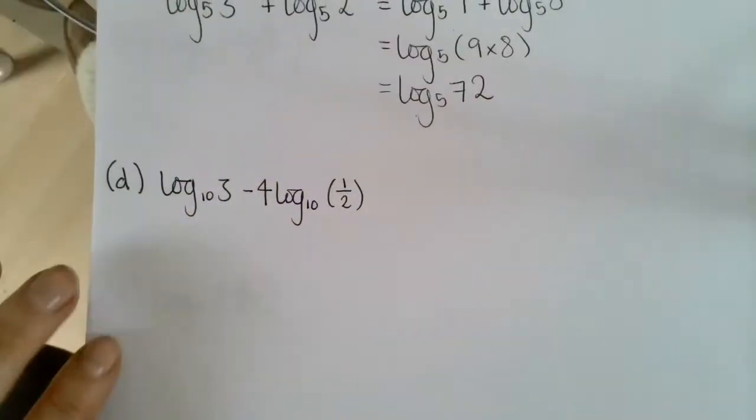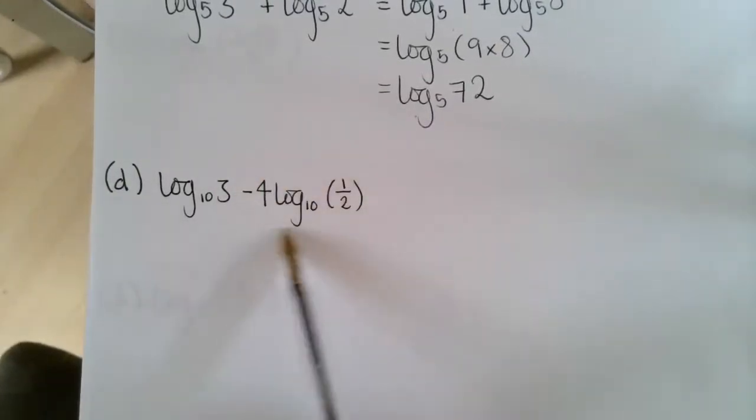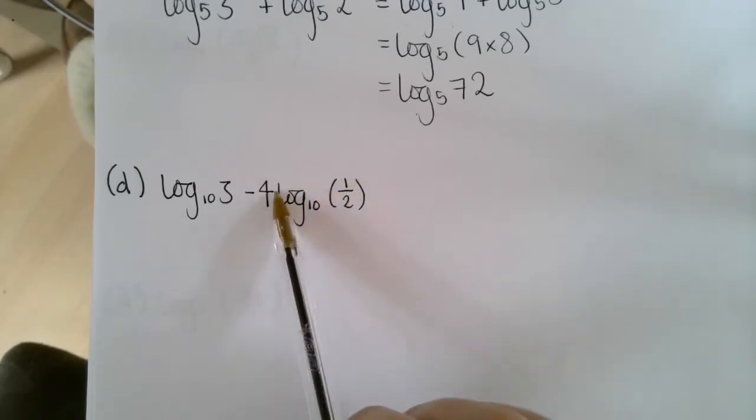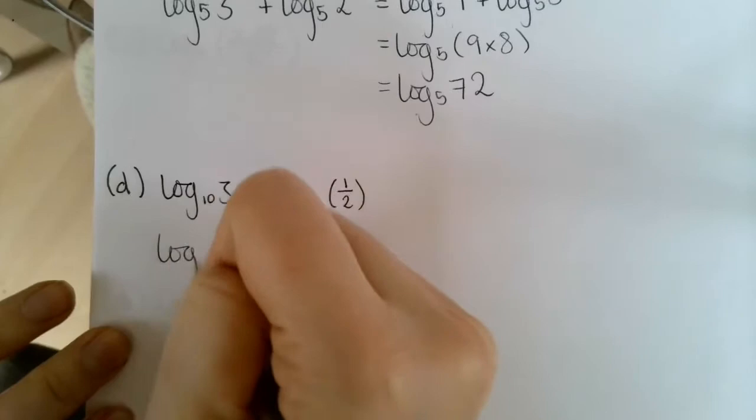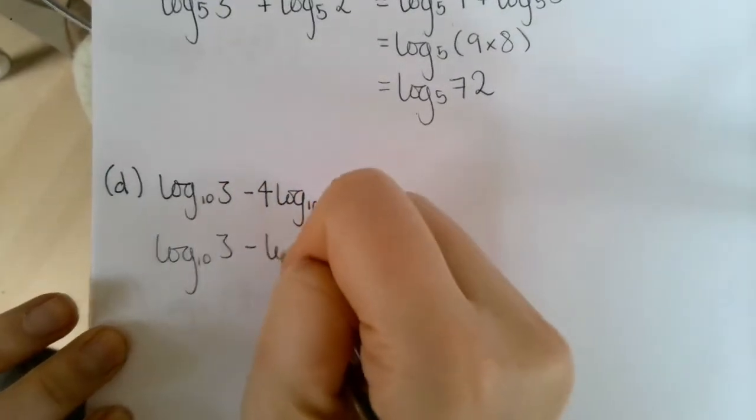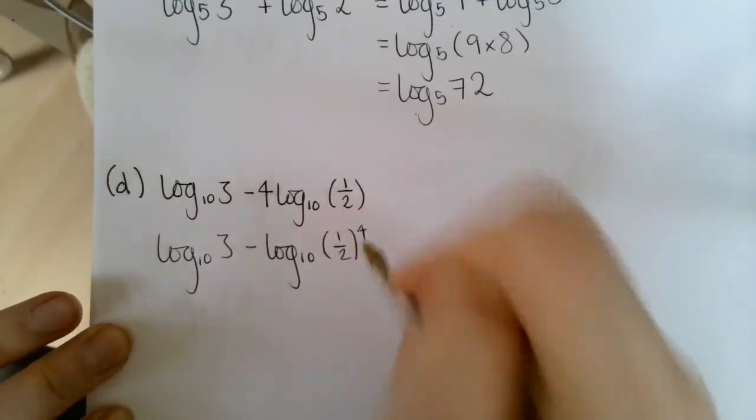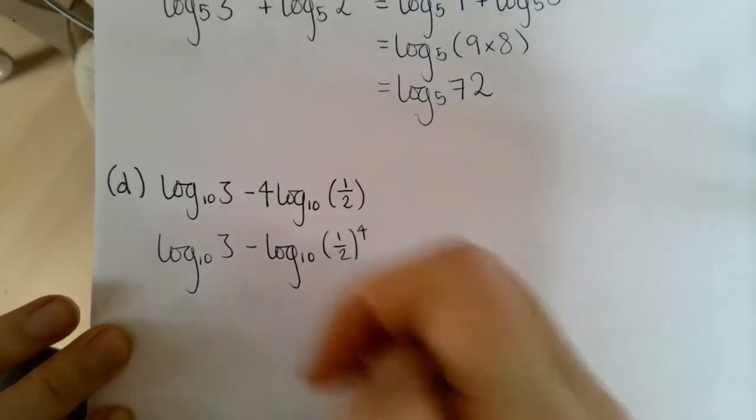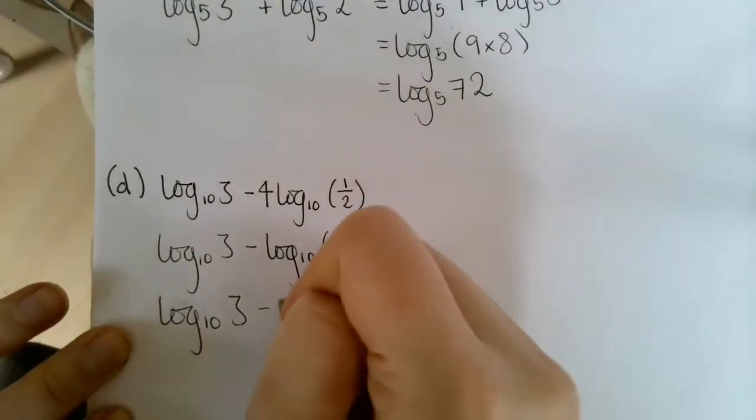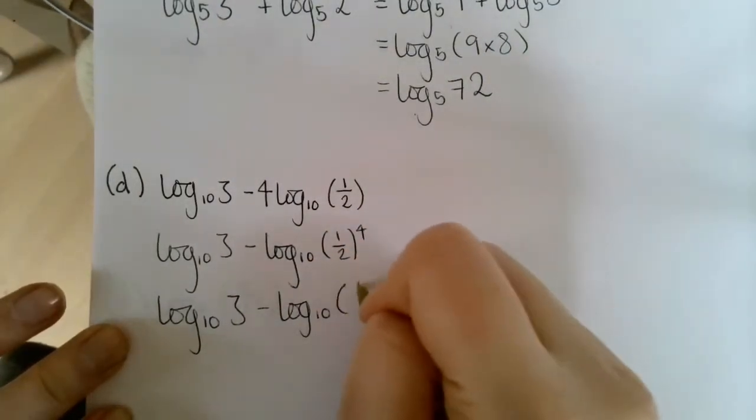For the last one, we've got two logarithms here that we're subtracting. Again, with this logarithm here, we've got a number in front of it, so we're going to raise a half to the power of 4. So we've got log base 10 of 3, I'm going to subtract log base 10 of a half to the power of 4. So we've got log base 10 of 3 subtracting log base 10 of 1 over 16.